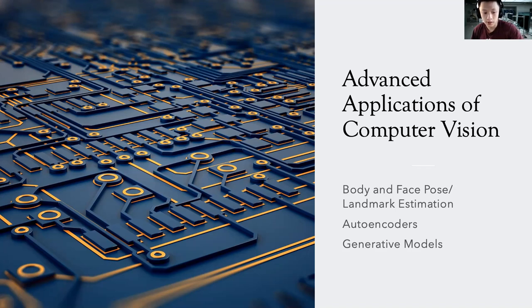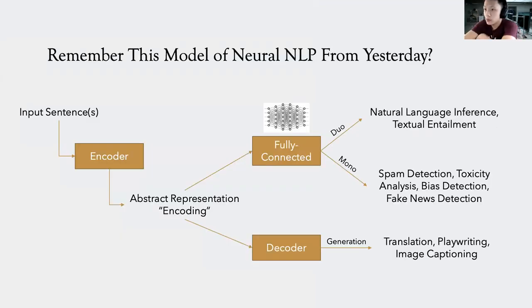Let's explore this question. So remember yesterday, we presented this very general model of neural NLP that was basically this framework that I'm trying to construct for computer vision, right? Because remember yesterday when we were talking about NLP, this is a very, very general framework. So imagine that you have a bunch of input sentences. And then you encode them into an abstract representation, or what we call an encoding.